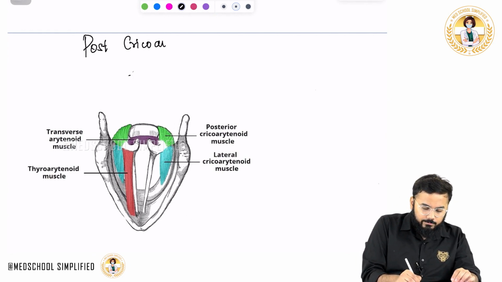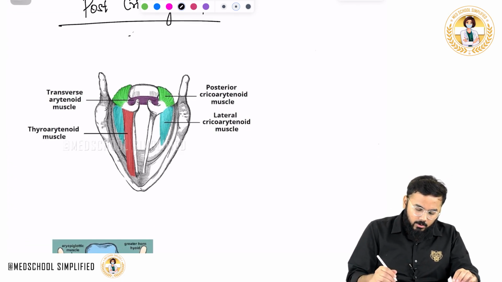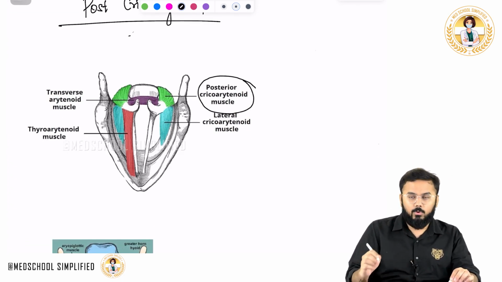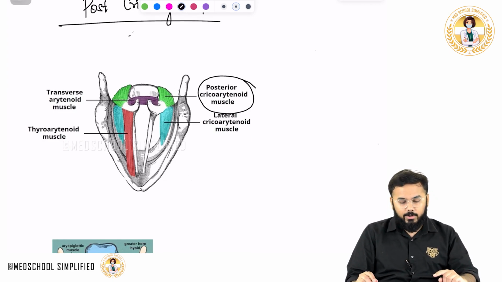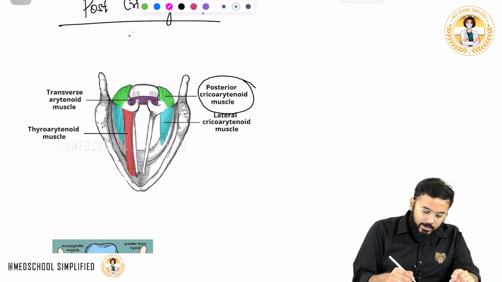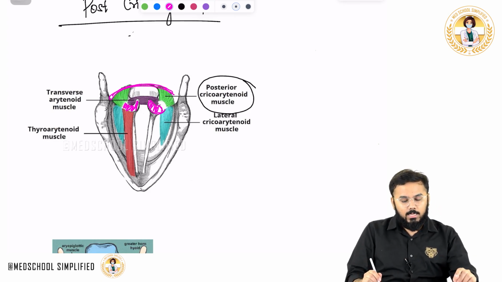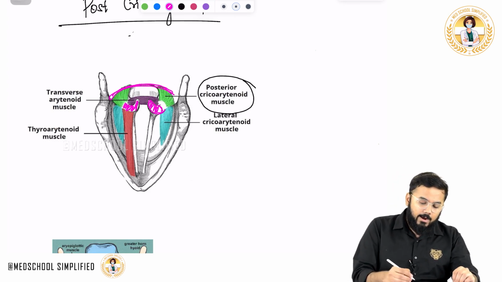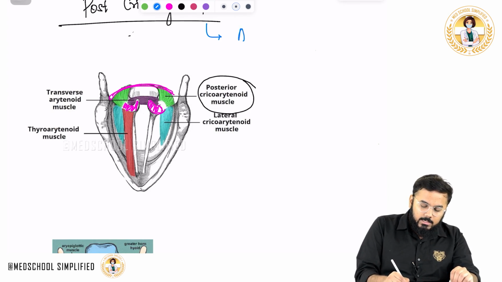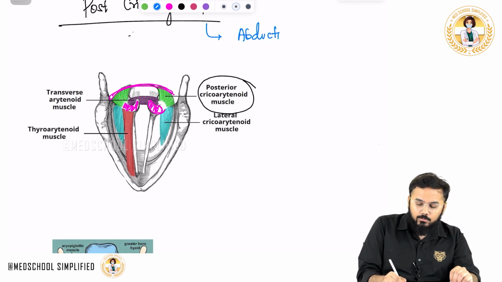The next important muscle after thyroarytenoid is your posterior cricoarytenoid. Where is your posterior cricoarytenoid? What do you mean by crico and arytenoid? It comes all the way from the cricoid region, see, this is your cricoid region, and this is your arytenoid region. From the cricoid region to the arytenoid region, this green colored muscle is called the cricoarytenoid muscle. And the use of this particular muscle is that it is responsible for the abduction of the vocal cords.